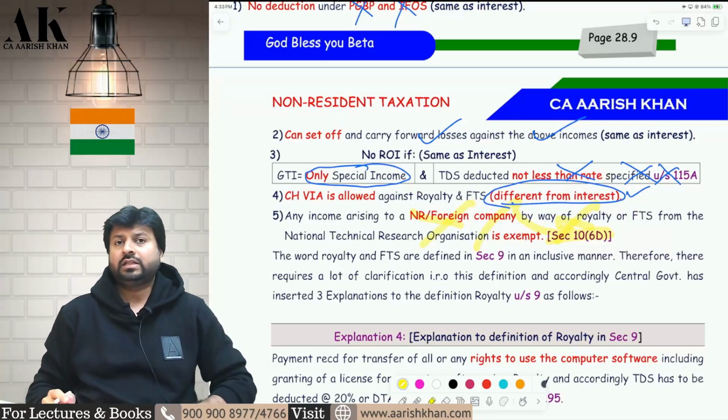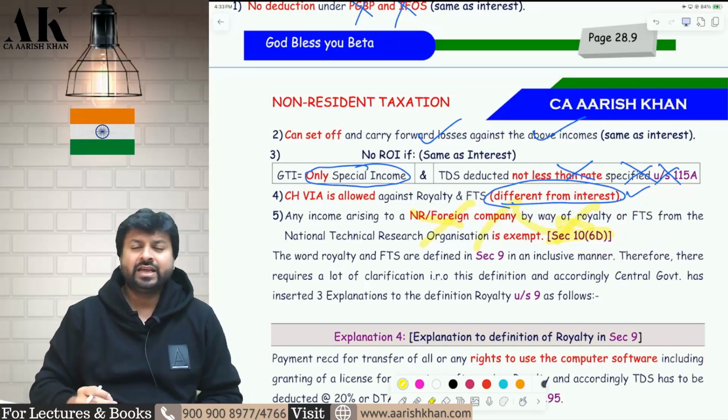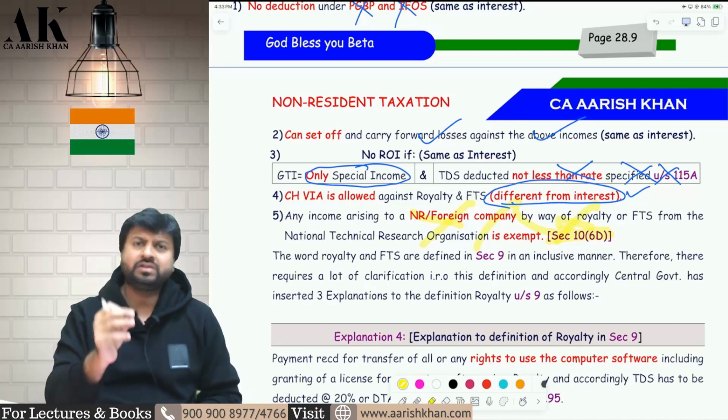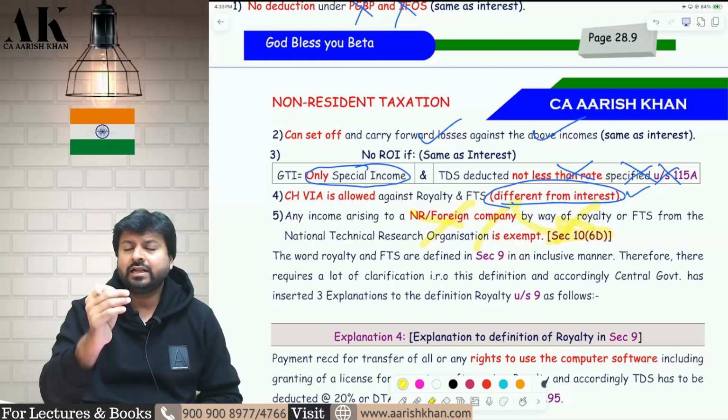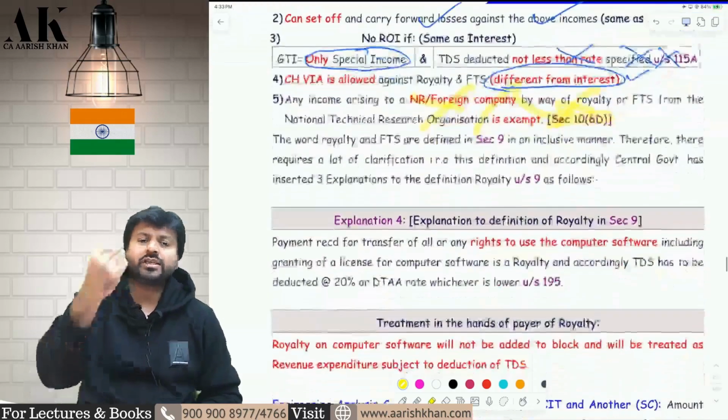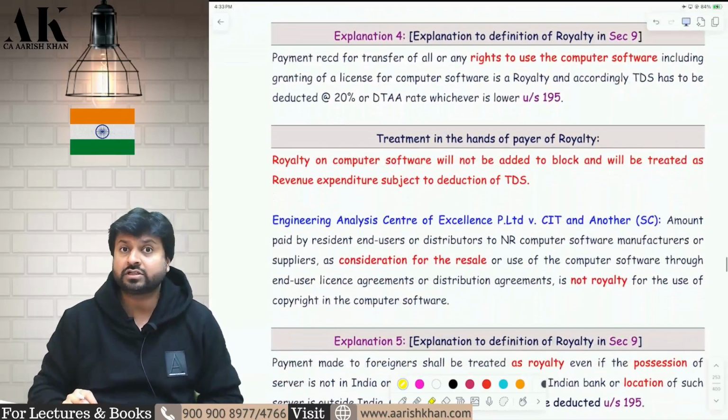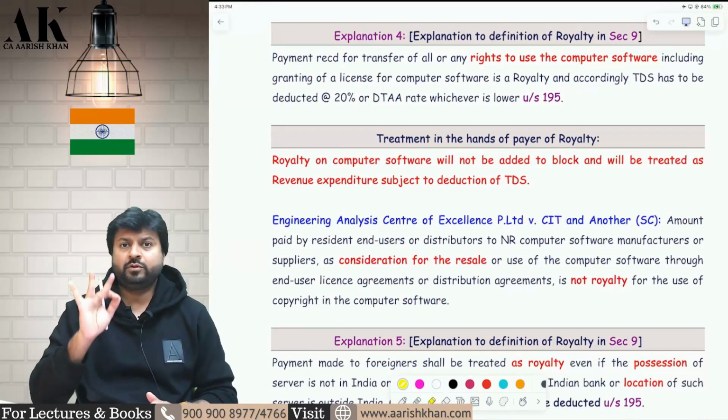Now, the definition of royalty is given under section 9, and the definition of FTS is also given under section 9. It is given in a very inclusive manner. There are a lot of points under that which are not much relevant for you because it's an inclusive definition. It's not an exhaustive definition. But yes, below the definition they have put 3 explanations.